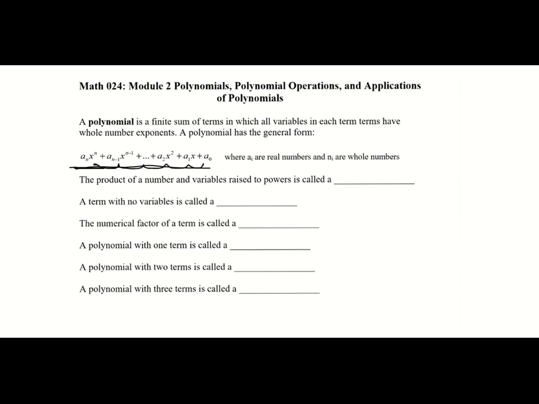Now, there are different terms that I've kind of already used in the first video, but for polynomials, it is a finite sum of terms. A term is the product, so again, the answer to a multiplication problem, of a number and variables raised to powers. So that is what a term is. A term with no variables is called a constant term.